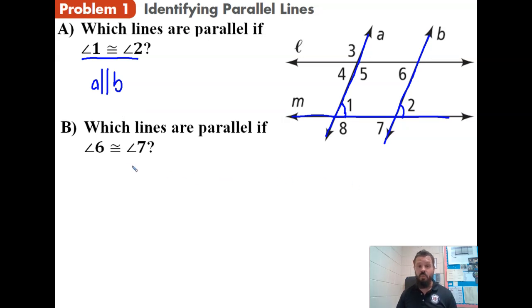Same idea with part B: which lines are parallel if angles 6 and 7 are congruent? Well, let's take a look. Here's angle 6, here's angle 7. For angles 6 and 7, we'd have B as the transversal this time, with 6 and 7 being made up from lines M and L. Angles 6 and 7 are corresponding angles on M and L, and if they're congruent, that means that line L would have to be parallel to line M. All right, so there's an example of using the corresponding angle postulate to determine whether or not lines are parallel.